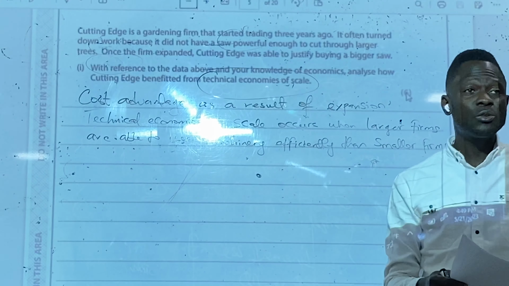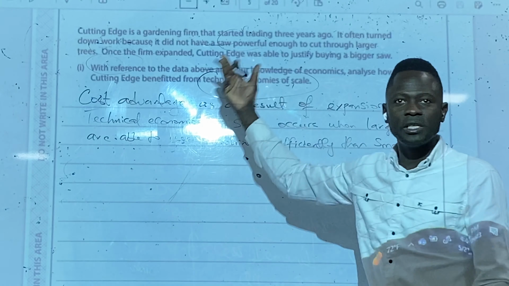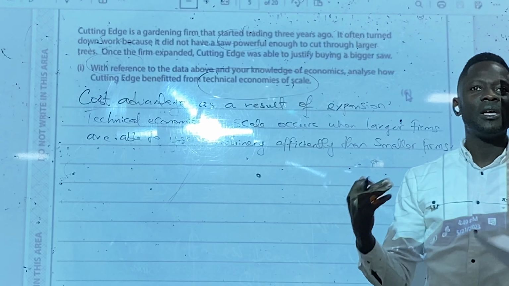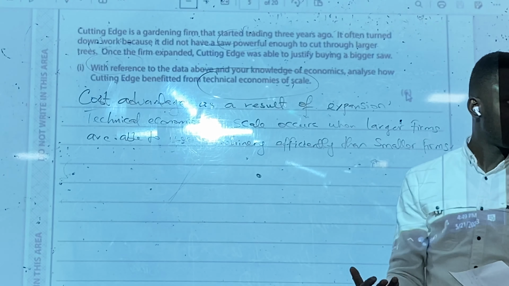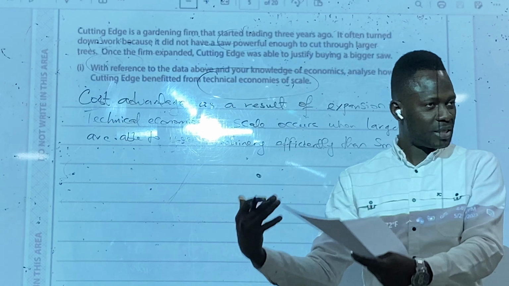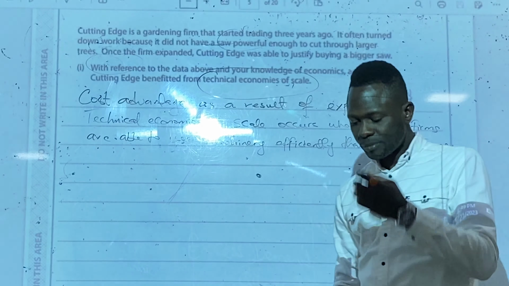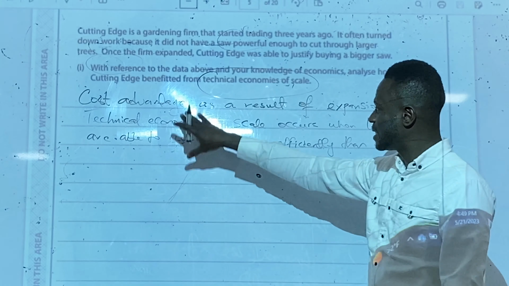It is more efficient because they are able to buy. Before now, Cutting Edge was unable to buy. So it always turned down jobs. But as it becomes bigger, it's able to buy and it's able to enjoy economies of scale. Do you get the point? Yes. So that is technical economies of scale.